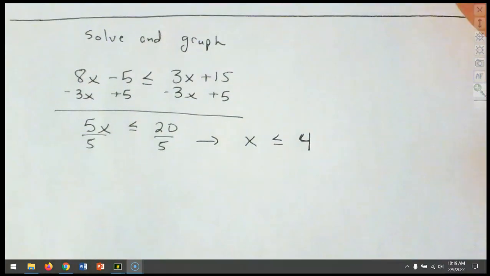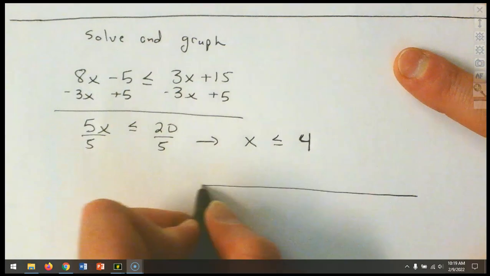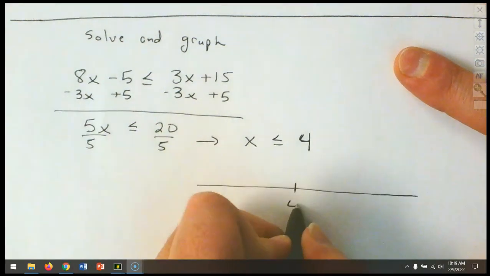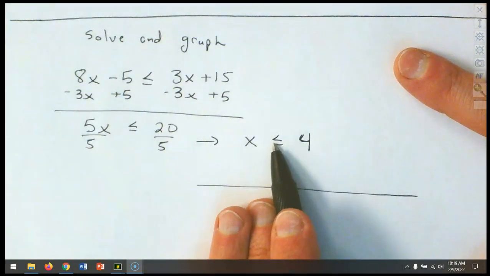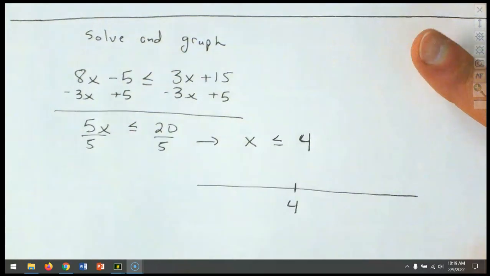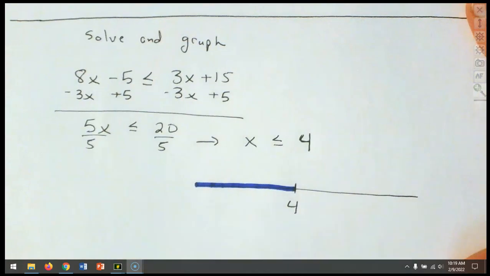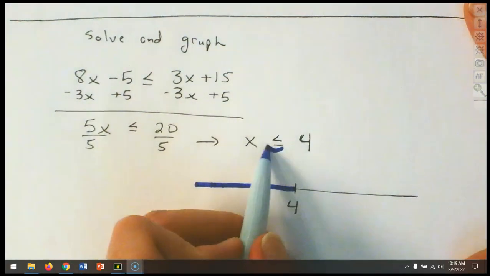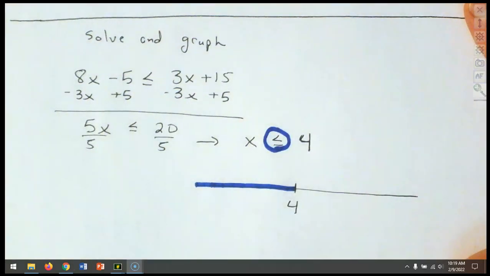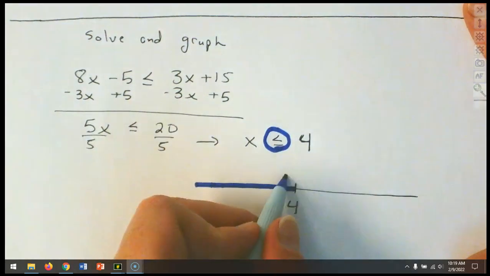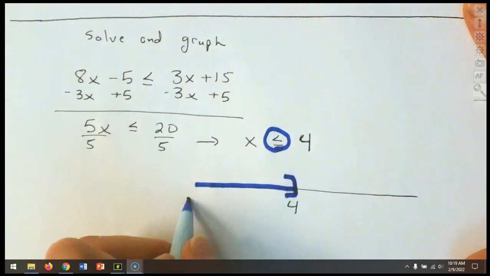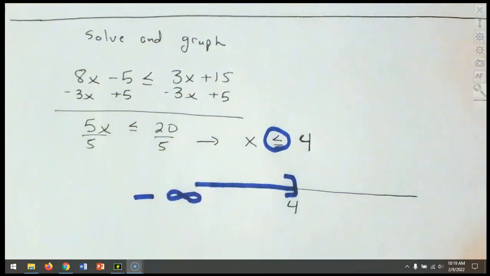Finish it up. Use the number line here. Here's our 4. Which way does it point? It points to the left, so we shade to the left. Brackets or parentheses? Square brackets, right? Because that's got the less than or equal to there, so it gets square brackets, and it goes to negative infinity on the left.